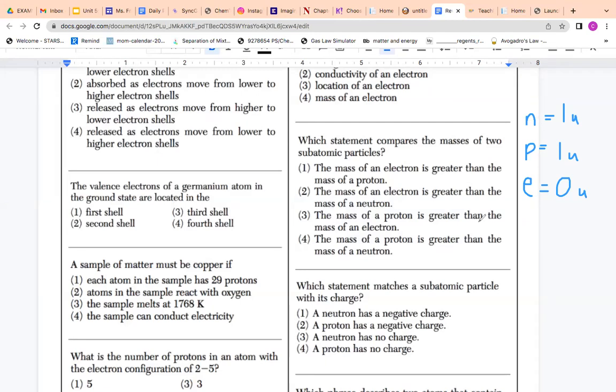Okay, all right. So let's go back to number 1. The mass of an electron is greater than the mass of a proton. Clearly, we can see that electrons have no mass, so no. The mass of an electron is greater than the mass of a neutron. Also no. Number 3, the mass of a proton is greater than the mass of an electron. Yes, that works, okay? A proton has 1 AMU for mass, and an electron has nothing. So this one makes sense. Let's just look at number 4 anyways. The mass of a proton is greater than the mass of the neutron. That is not true. You can clearly see that they are equal. They are both 1 AMU or 1 U. Okay, moving on.